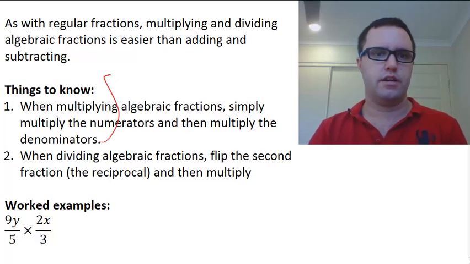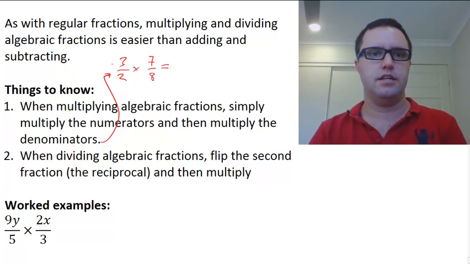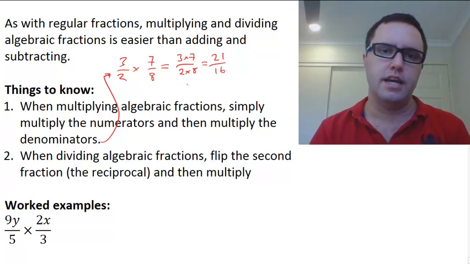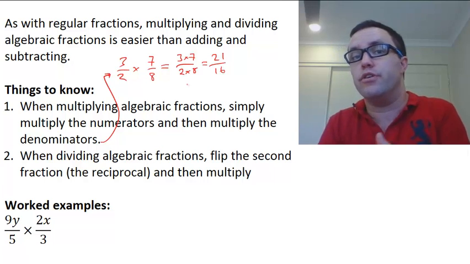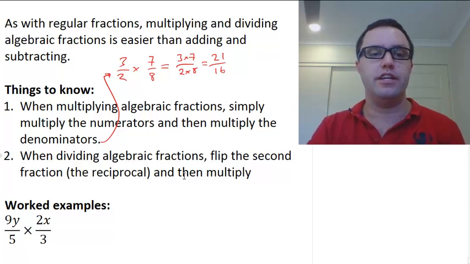3 over 2 times 7 over 8. 3 times 7 over 2 times 8, which is 21 over 16. And you're done. Leave it like that. Now remember, you guys have got calculators now, so you can just type that in your calculator and it'll do it for you. So please don't hesitate to use that if you need to.